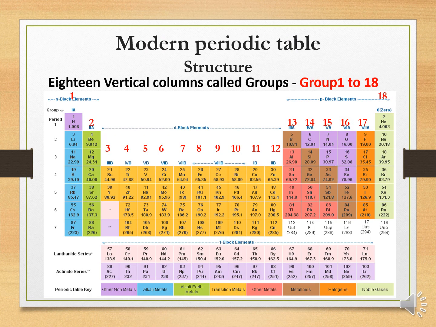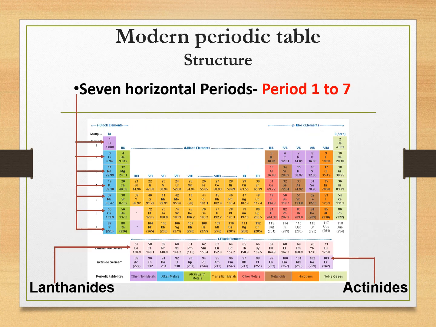Now we will learn about the structure of the modern periodic table. In this table, the vertical columns are called groups. In all, there are 18 groups, group number 1, 2, 3 up to group number 18. It has 7 horizontal periods, period 1, 2, 3, 4, 5, 6 and 7. These groups and periods make boxes. In all, there are 118 boxes.